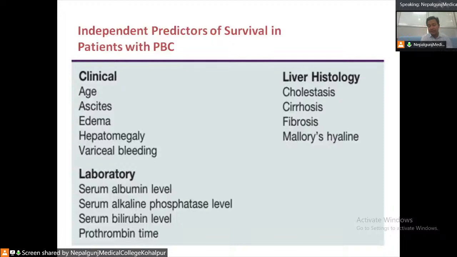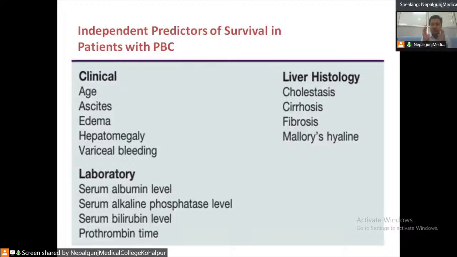Among clinical factors, age, advanced age, is always a poor prognostic factor. Other poor prognostic factors are clinical, meaning the patient has decompensation. The patient already has PBC related portal hypertension and cirrhosis, with earlier ascites, edema, HE, variceal bleeding. That means the patient has already developed a decompensated event. So if the patient has decompensated liver cirrhosis or a decompensated event, the average survival is always 1 to 2 years.